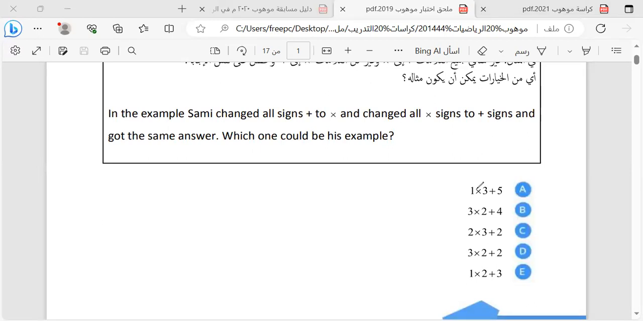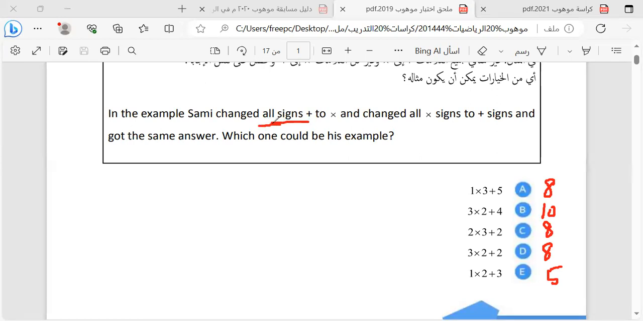Okay, now my student here. Now 1 times 3 equals 3, plus 5 is 8. Also the second one, what is the answer? 6 plus 4 is 10. 2 times 3 is 6, plus 2 is 8. 3 times 2, 6 plus 2 is 8. Also, the last one will be what? 5.